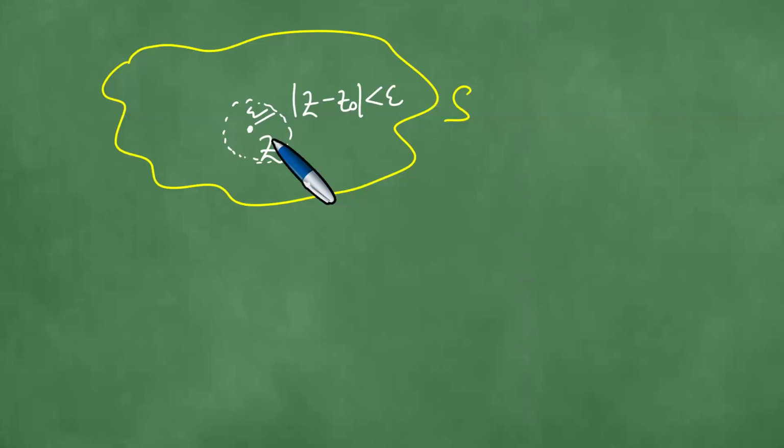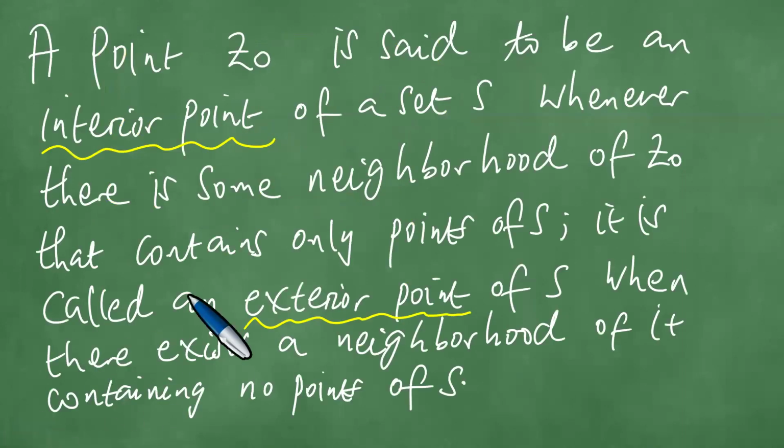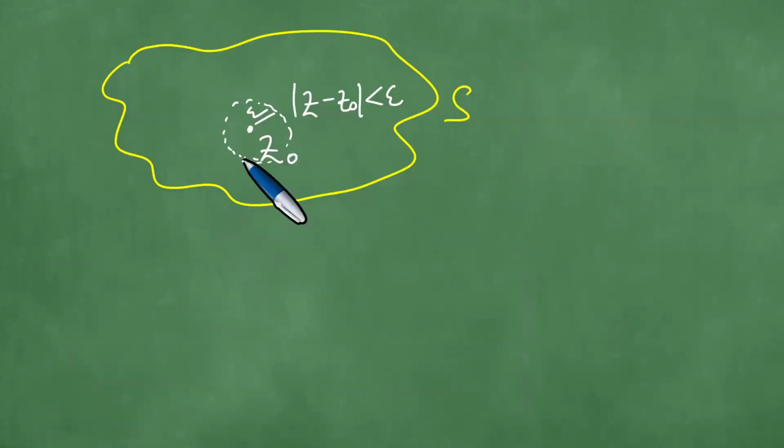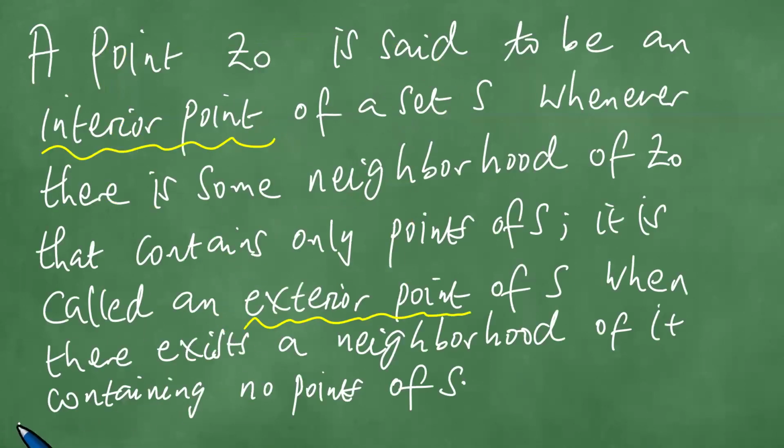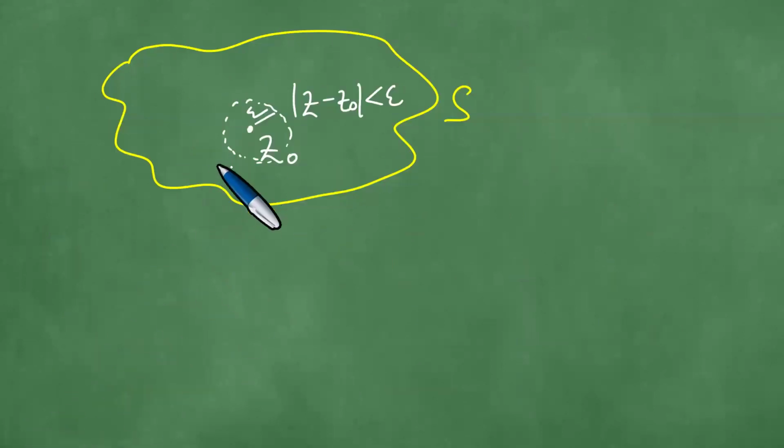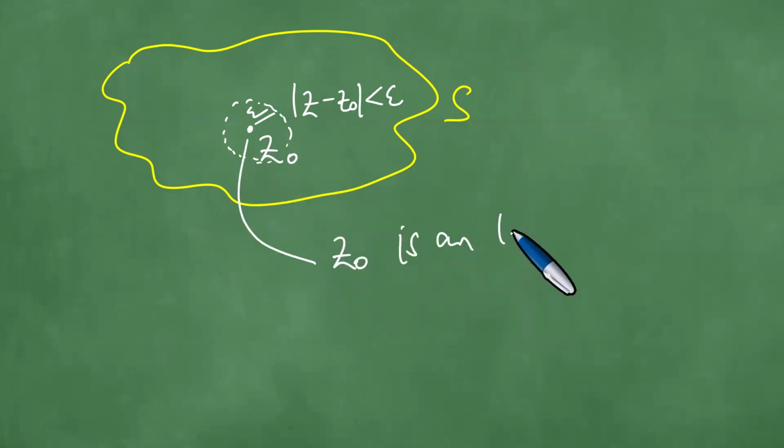and this particular neighborhood of z0 contains only points of S. And therefore you can say that z0 is an interior point. From here, this is z0, then we say that z0 is an interior point.